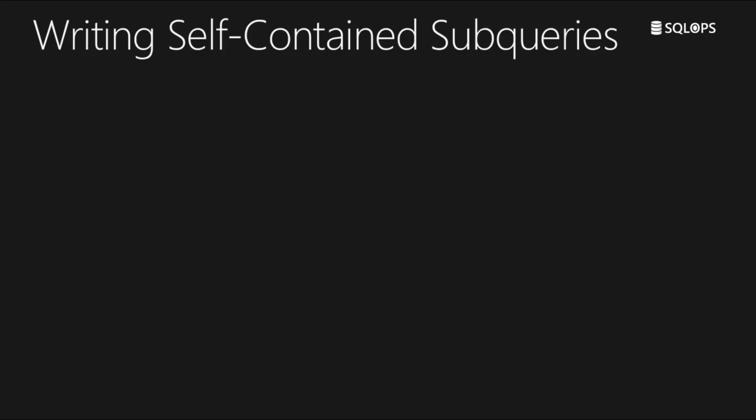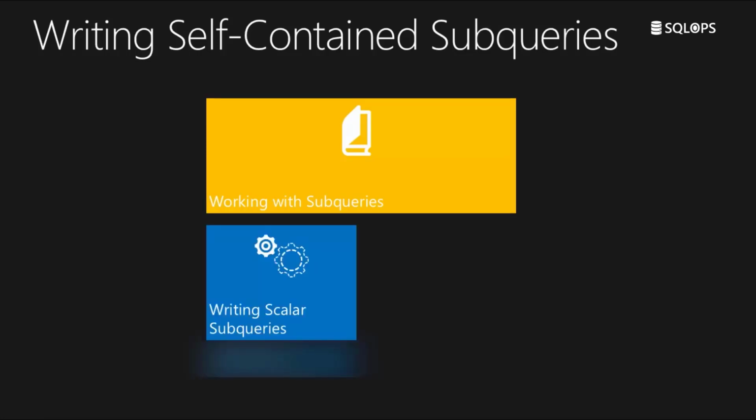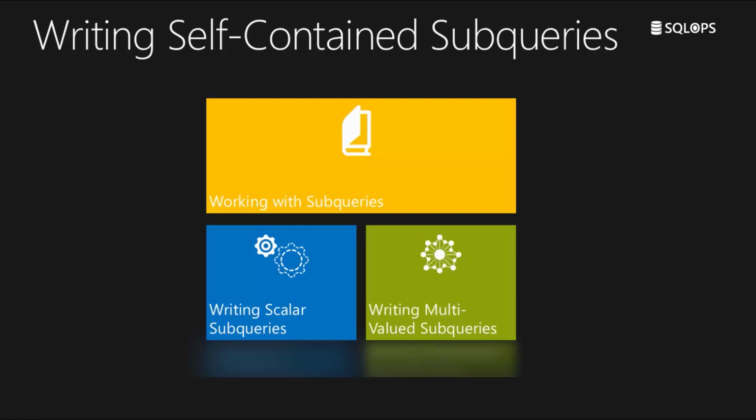In this lesson, you'll learn how to write self-contained queries which are evaluated once and provide their results to the outer query, and how to write scalar subqueries which return a single value, and multi-valued subqueries which, as their name implies, can return a list of values to the outer query.